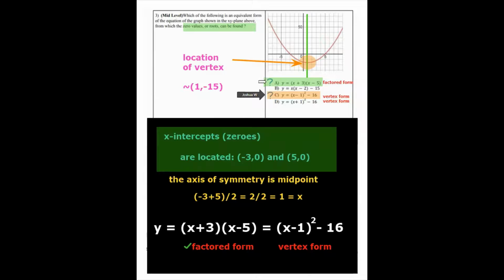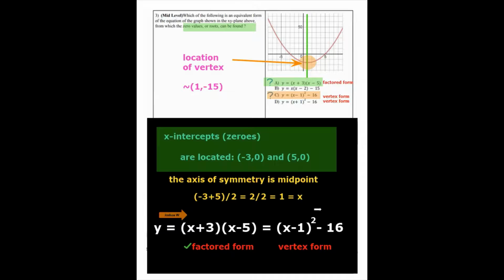Well, it turns out that since we wanted to have a version that by inspection tells us the location of the zeros, be very careful here. Choice A is the correct answer. We want factored form then. Choice C would give us that the vertex is precisely at (1, -16).